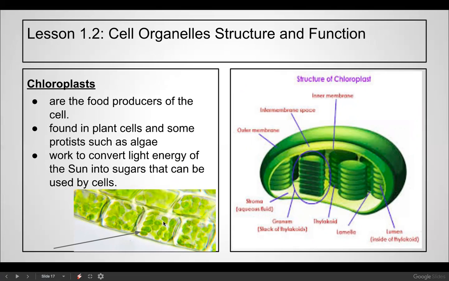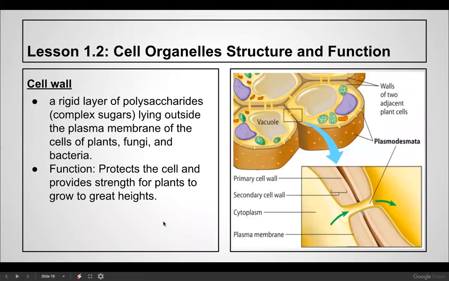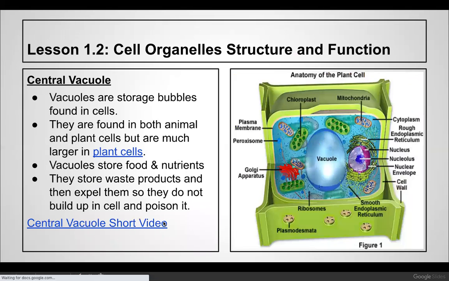All right, chloroplasts are the food producers of the cell, found in plant cells and some protists, such as algae. They work to convert light energy of the sun into sugars that can be used by cells. The cell wall allows plants to grow up towards the sun. It's real stiff and rigid. Rigid layer of polysaccharides or sugars lying outside the plasma membrane of the cells. Functions: protects the cell and helps provide some strength.